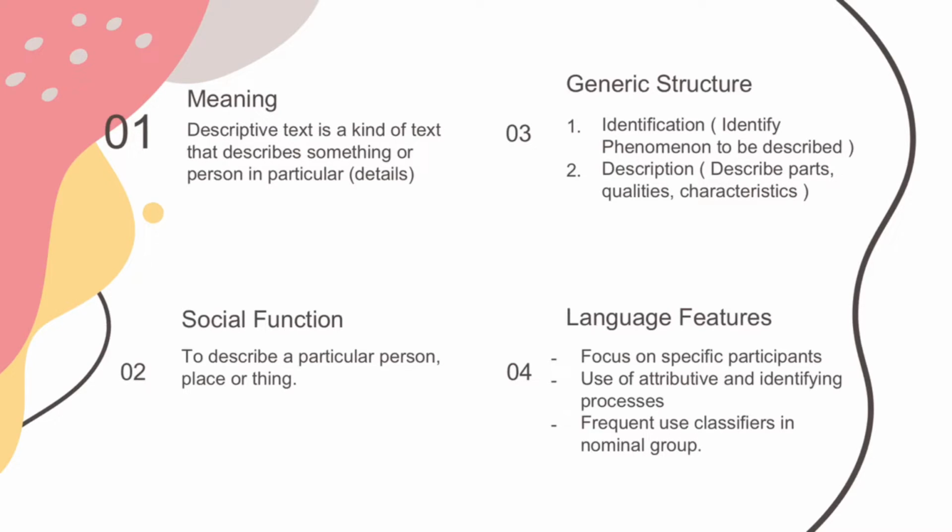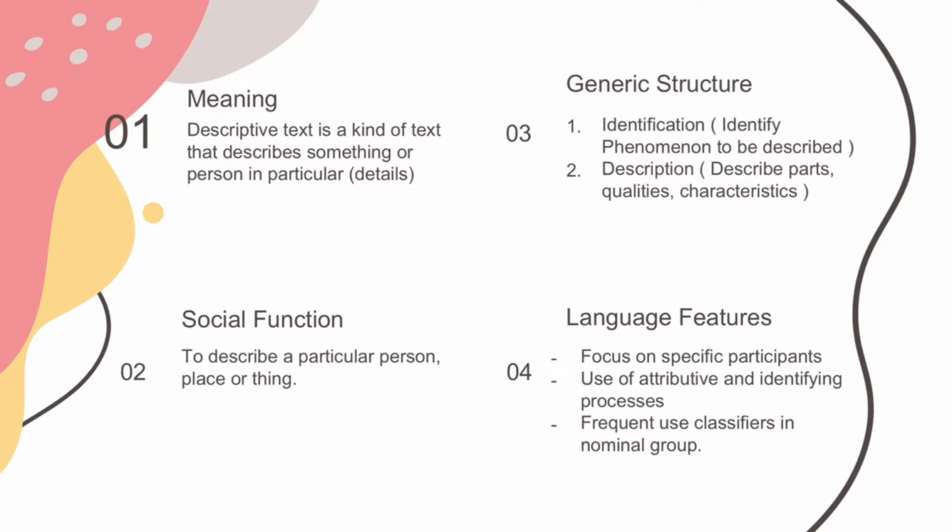And for the second is social function. It is to describe a particular person, place, or thing. Yeah, I have mentioned it before when telling about the meaning. And so, direct to the third, that is generic structure. For the first, identification, and the second, description.